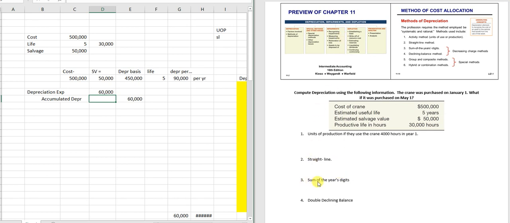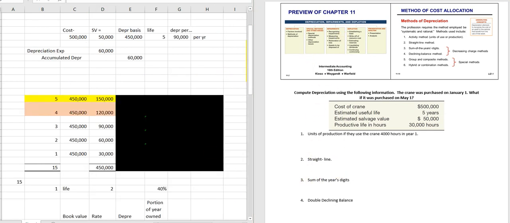Okay, so next one we're going to go to sum of the year's digits. Notice it has a 5-year life. What I do is I simply add them up: 5 plus 4 plus 3 plus 2 plus 1. So that's 15. You can also use the formula, and the formula is n, which is the number, times n plus 1. So 5 plus 1 is 6, divided by 2, and you come up with 15 also. If you want to remember that formula, that's fine.